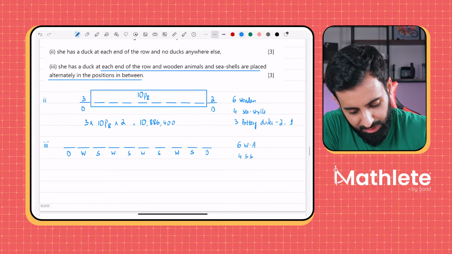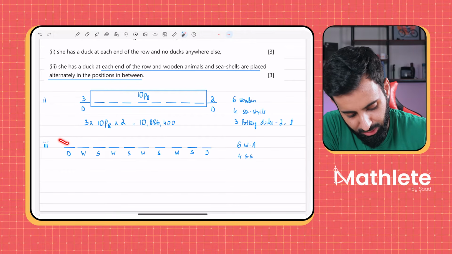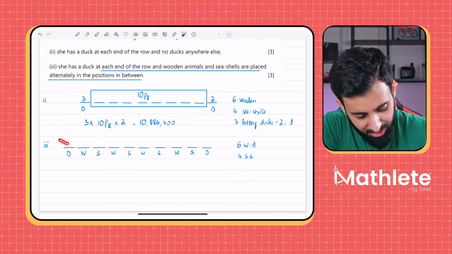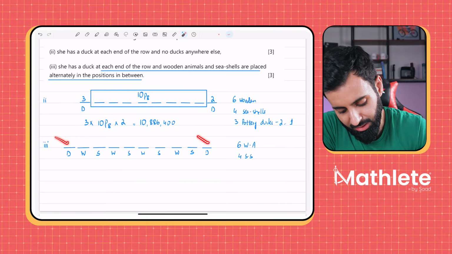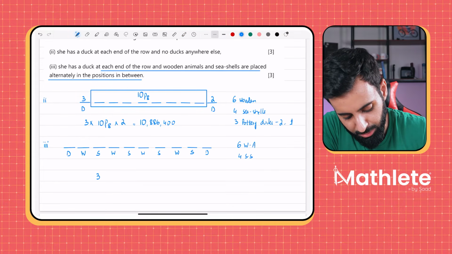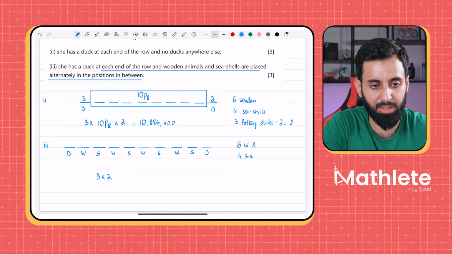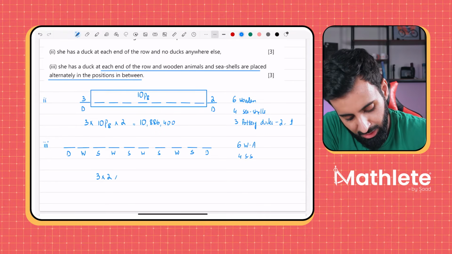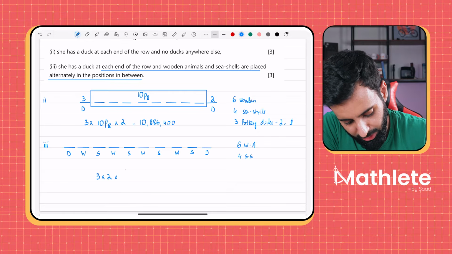Okay. So first, let's talk about the ducks, all right? So in the first place, since she has 3 ducks, that means she has 3 options. And then in the last place, since 1 is gone, now she's down to 2. So that would be 3 times 2, okay, as far as the ducks are concerned. All right, then let's talk about what's going on in between.